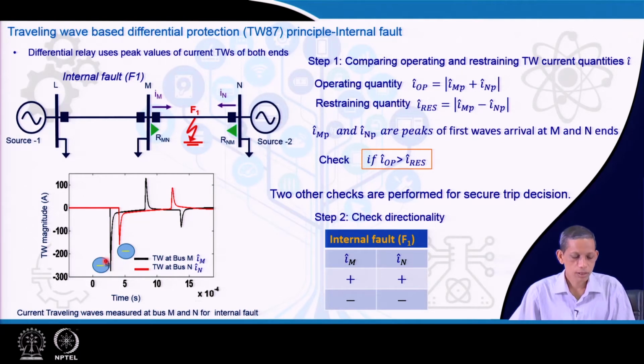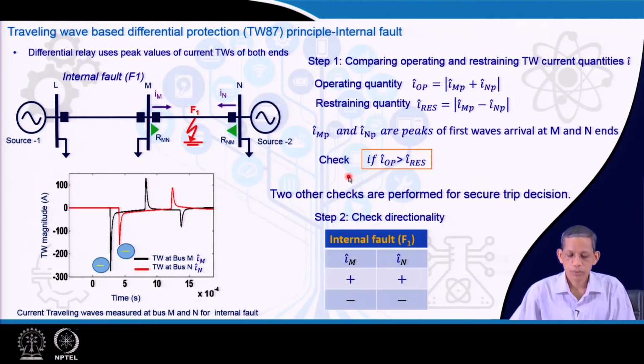So, one approach, as mentioned here, is to take the peak values and use these for the operating and restraining signals. So, I M P and I N P are the peak values of this first wave at the M and N ends respectively. So, we obtain this I operating and I restraining as shown here, and then check for an internal fault, whether I operating is greater than I restraining, like we did for the differential protection.